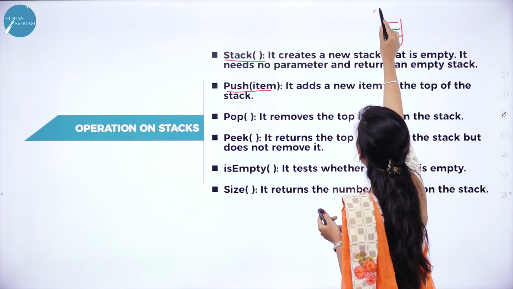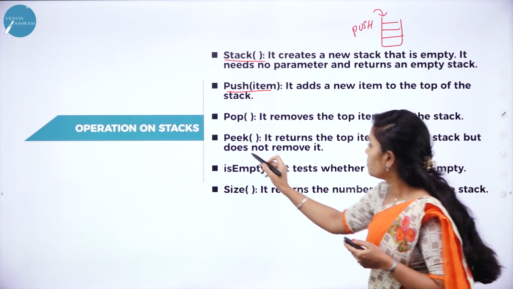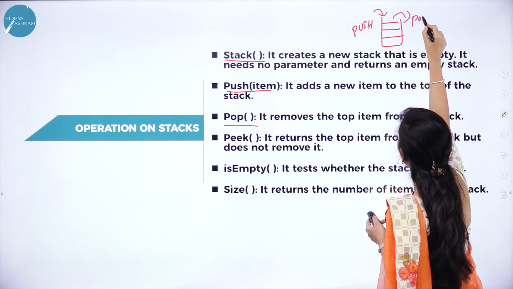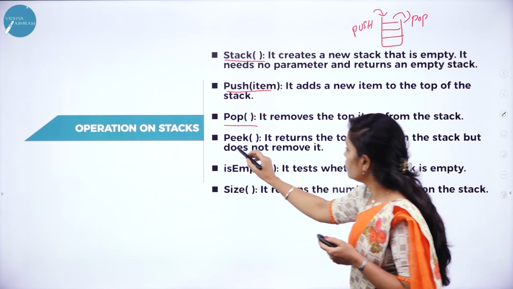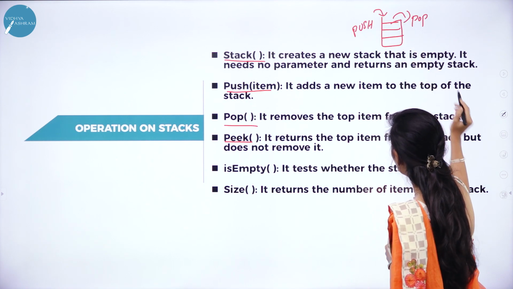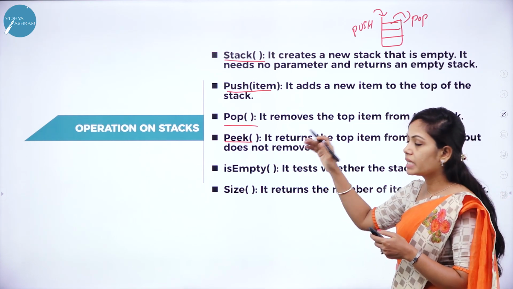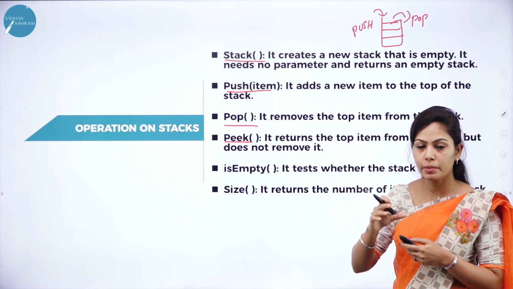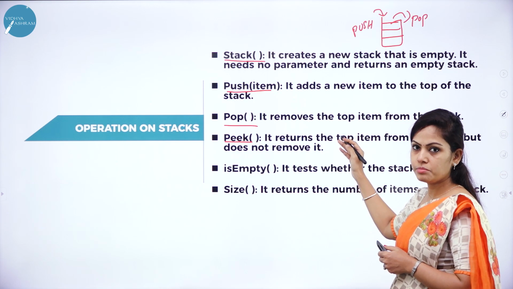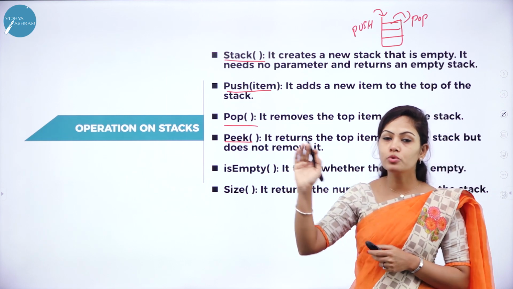Here I am going to add an element, that is called the push operation. And pop: pop means deleting an item. Here I am going to pop an item. And we have peek. Peek returns the top item from the stack but does not remove it. Pop removes an element from the stack, but peek returns the topmost element and does not remove it.